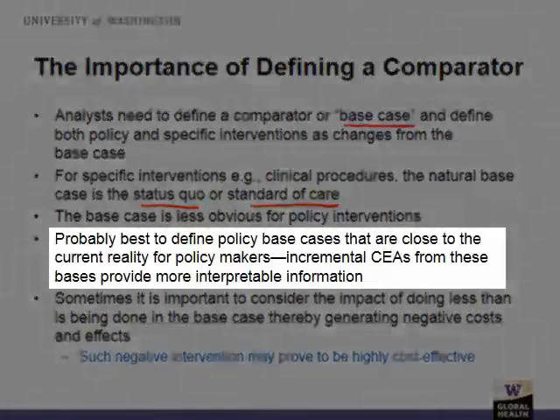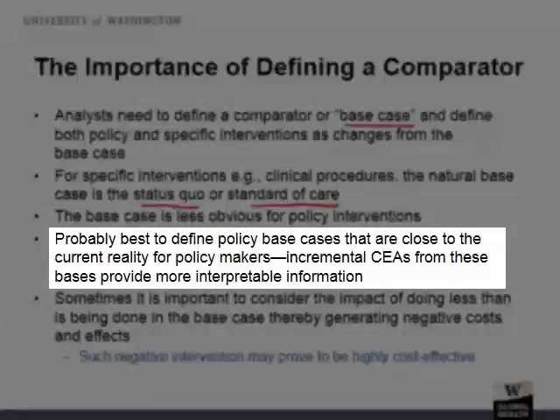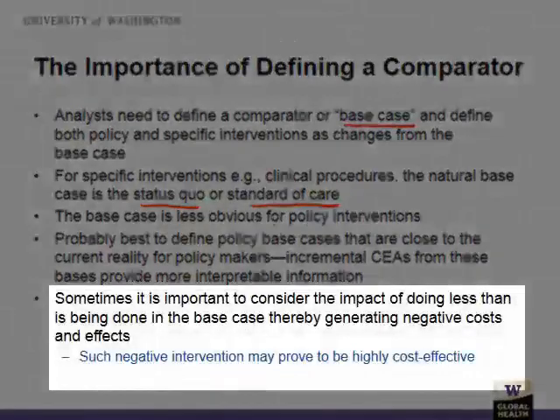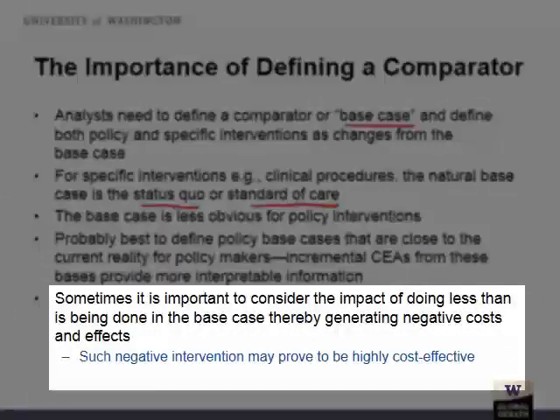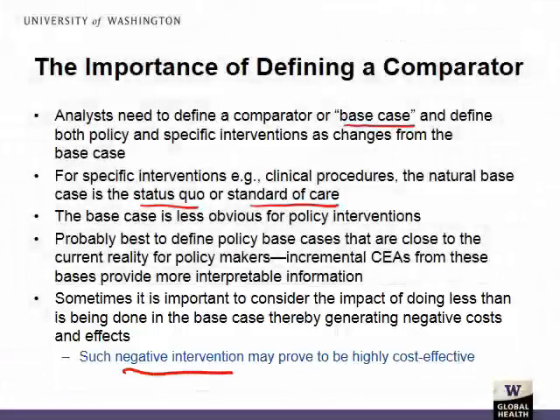So it's probably best to define policy-based cases that are close to current reality for policymakers, and then do incremental studies from these base cases. But sometimes it's important to consider the impact of doing less. Essentially, sometimes people are doing too much or intervening too much, especially in the policy context. And we have this idea of negative intervention that can prove to be cost effective. And we'll look at an example of that when we look at the cost effectiveness plane in the next few slides.